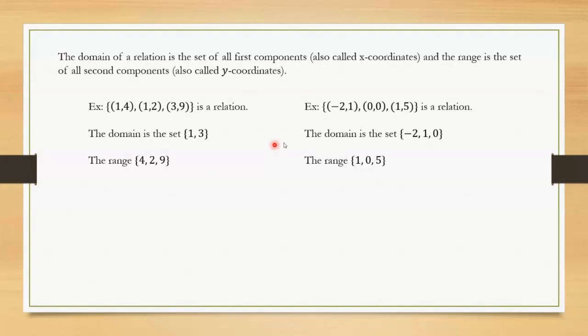The domain of this one, as you can see, would be -2, 0, and 1, right? Or 1, 0. I wrote it this way, but really with a set, I don't know if I said this before, but the order doesn't matter, the set. Again, it's all the x coordinates, as you can see. And the range is all the y coordinates. So we have 1, 0, and 5.